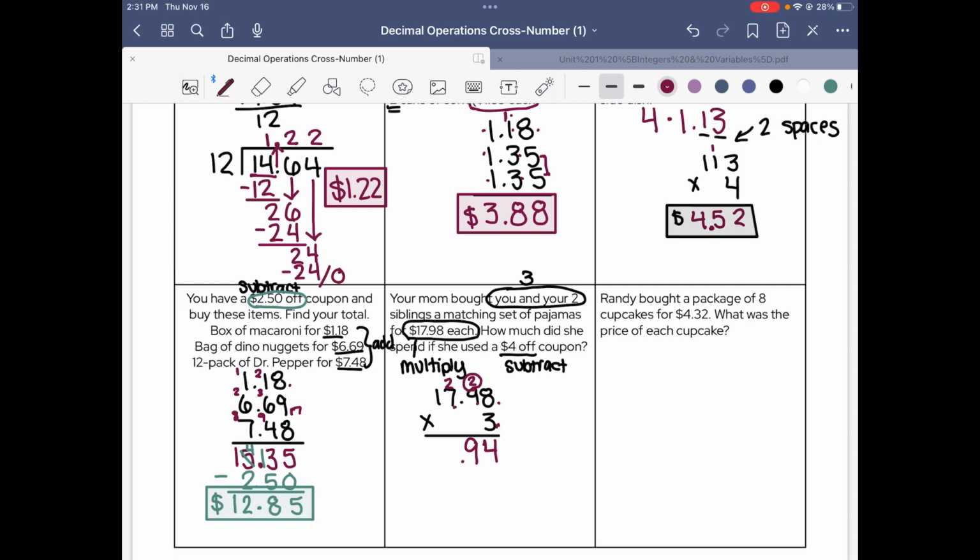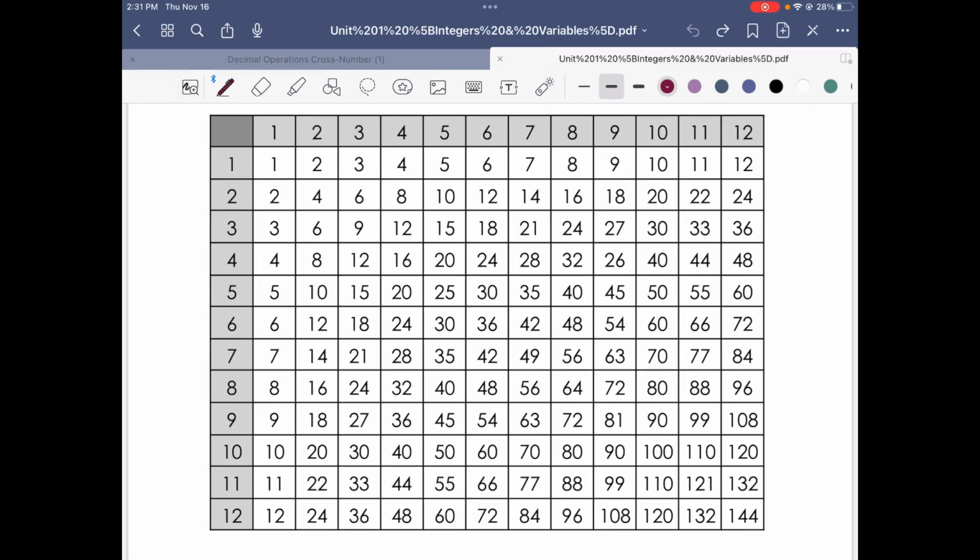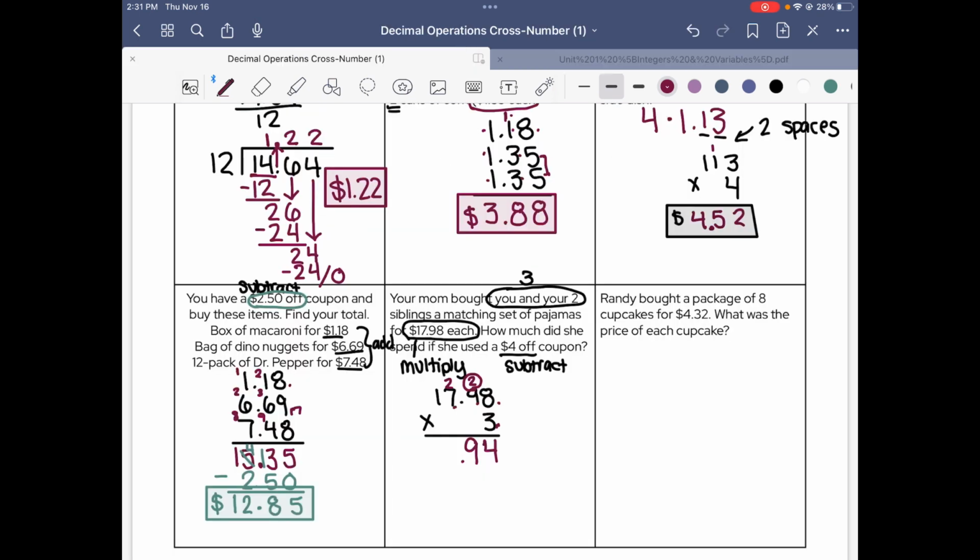7 times 3 is going to be, I'm going to switch it up on you. Start at the 7. Go down 3. 21. But we carried a 2. So 21 now turns into 23. Carry the 2. 3 times 1 is 3. Plus 2 is 5. So your mom is spending $53.94.